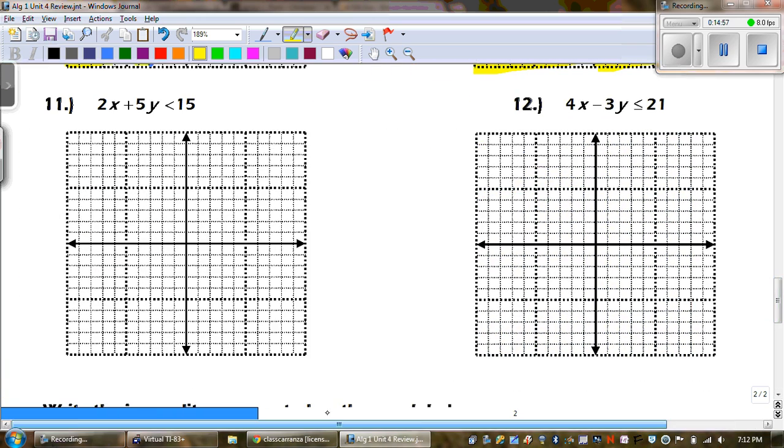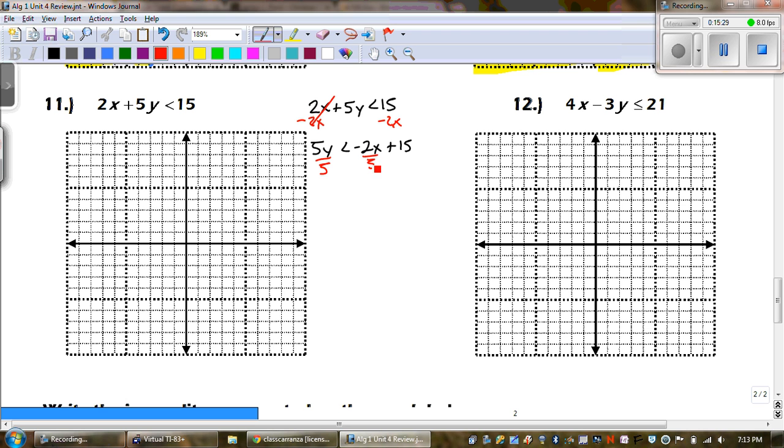All right, number 11. Yikes. It's not solved for us. So I'm just gonna rewrite it right here. We have 2x plus 5y is less than 15. And guys, remember, we want to solve for y. Okay, we want the y by itself. So we get 5y is less than negative 2x plus 15.